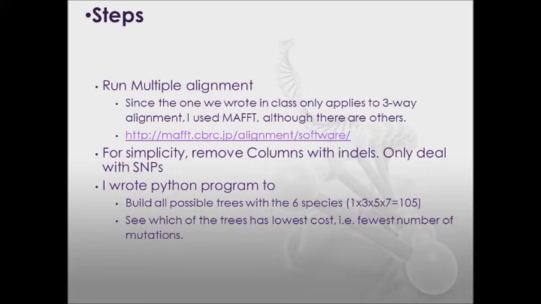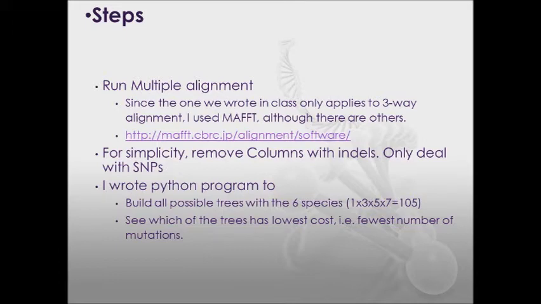These are the steps that will need to be done to figure out the evolutionary tree of the great apes. First, I'll run a multiple alignment. The homework that we had was a 3-way multiple alignment, so it won't work for the 6 species that I have there. So I used a tool on the internet called MAFFT. That's multiple alignment FFT, I guess. And here's a link to that you can use yourself.